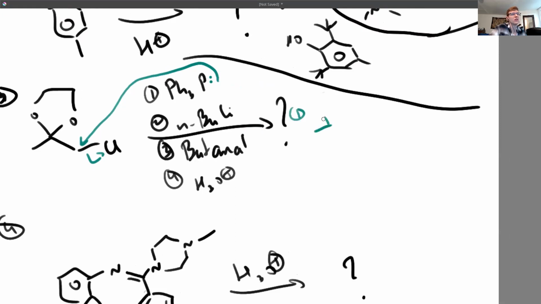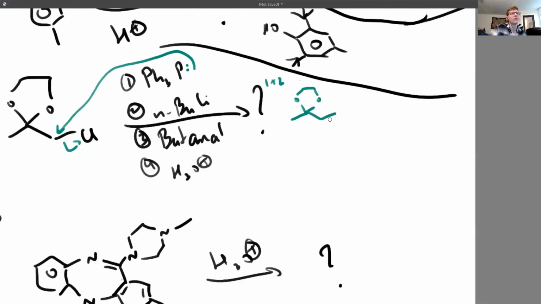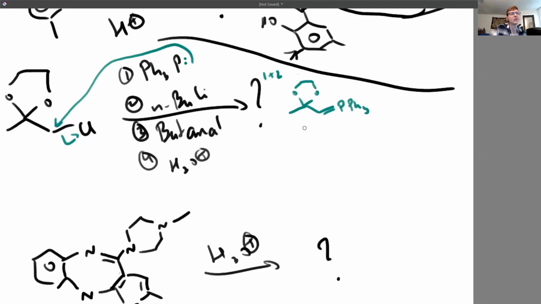Right, and so we have this. This N-butyllithium is just the second step of making a Wittig reagent. Okay, I gotcha. So here we have 1 + 2. So we made our Wittig reagent. So now we add butanol, which looks like this.